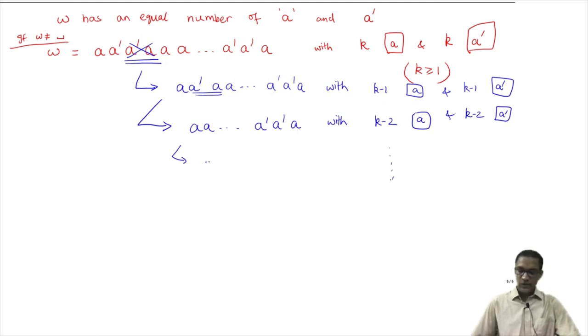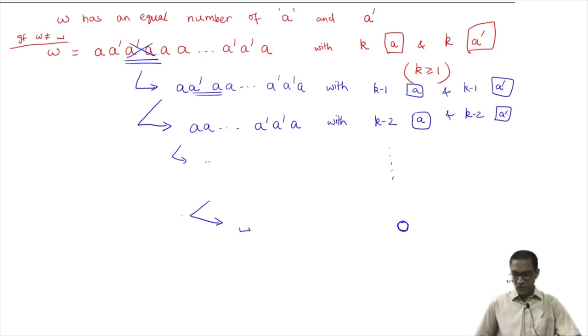So you can see that as long as these numbers, k minus 1, k minus 2, etc., are at least one, you can keep doing this. So what it means is at some point you will be left with the case when this number becomes zero. This number keeps decreasing by one each time, and at some point it's got to reach zero. Okay, so what does that mean when it reaches zero? It just means that the resulting word at the last step has zero a's and zero a primes. In other words, this is just the empty word.